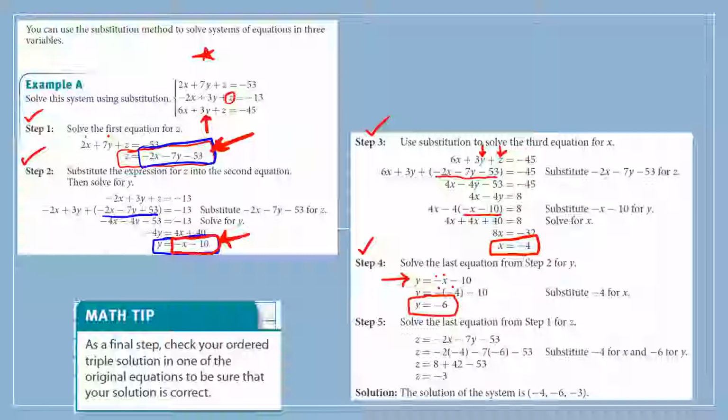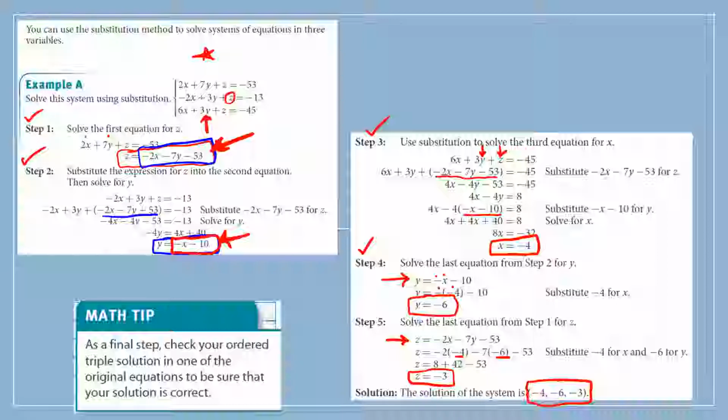And now we're almost there. We'll go to the last equation from step 1 when we got z by itself. So right there, and we're going to plug in x and y. So we know that x was negative 4 and y was negative 6. So we clean that up and we get z equals negative 3. So here is the ordered triple, which is the solution. Negative 4 for x, negative 6 for y, and negative 3 for z.